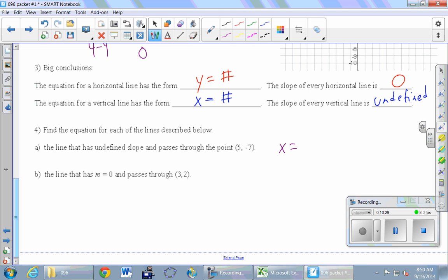X equals. It's a little detective game you got to play. All right, the only other info we have is the 0.5, -7. You just have to decide what x is equal to at that point. Which number? It's 5. You just read it off from the point. And that's the answer to this problem.